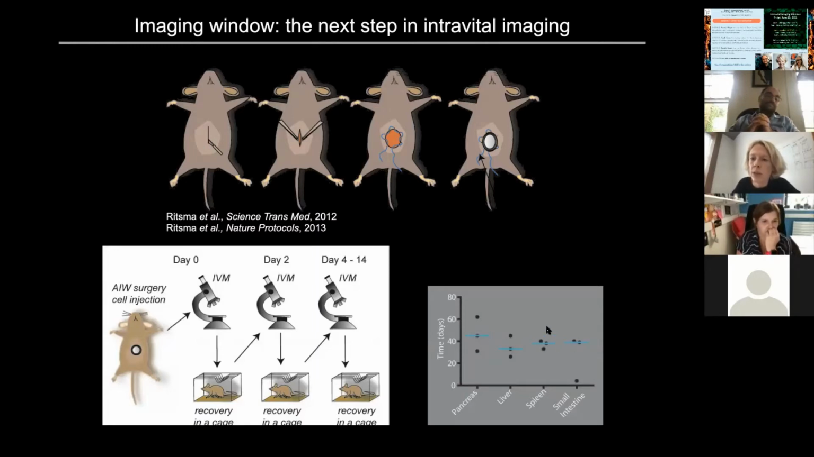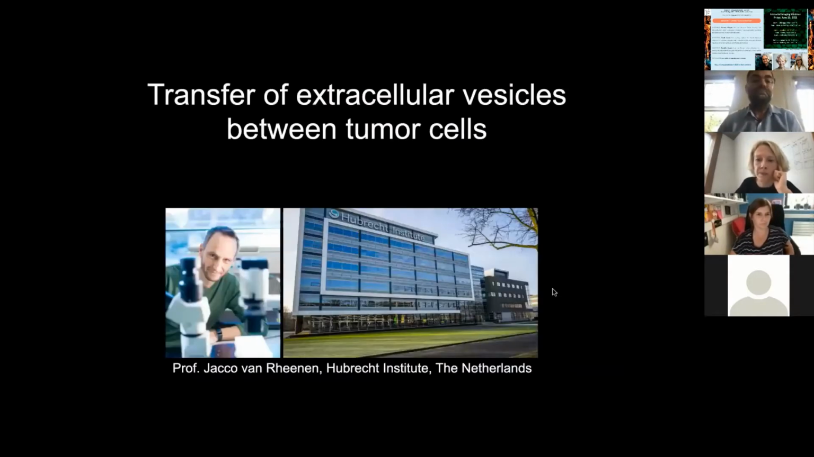I also have to say that in my current postdoc lab, I'm mainly using cranial imaging windows, and because this is quite a different system, it's not inserted into the skin. These imaging windows can stay in much longer, up to a couple of months, allowing you even to study the mice longer.